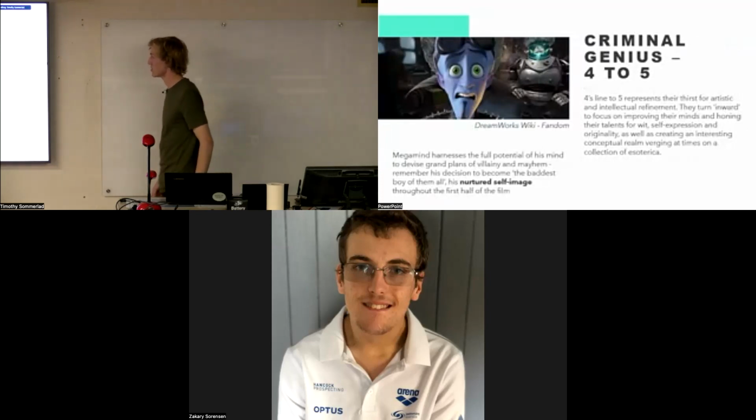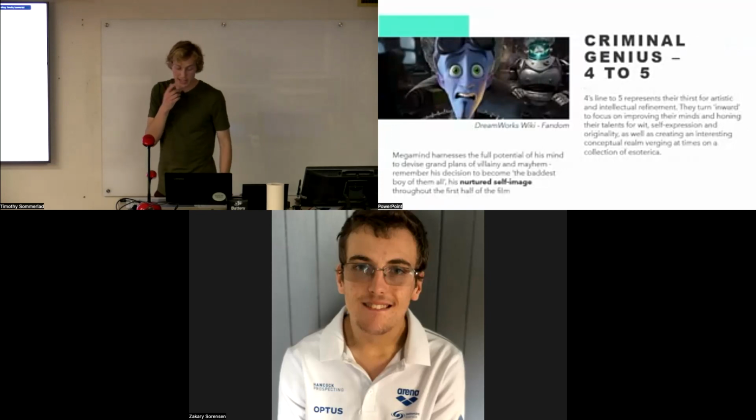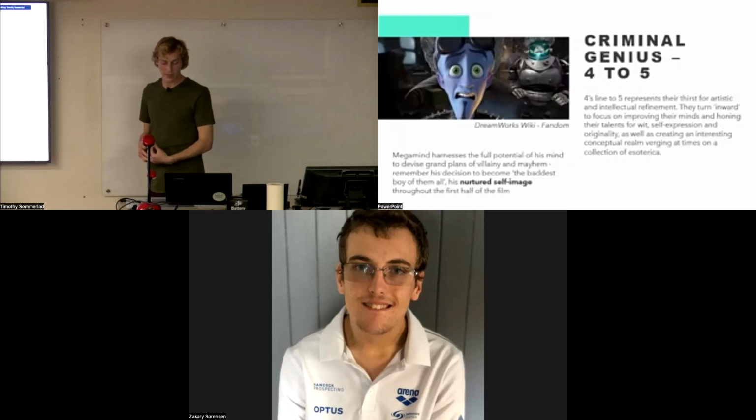And then the line to 5. So this is where we see Megamind's criminal genius. It represents their thirst for artistic and intellectual refinement. They turn inward, in a manner of speaking, focusing on improving their minds and honing their talents for wit, self-expression, originality, as well as creating an interesting conceptual realm that they can pull from. And at times, as they try to be special, it can even be a little esoteric.